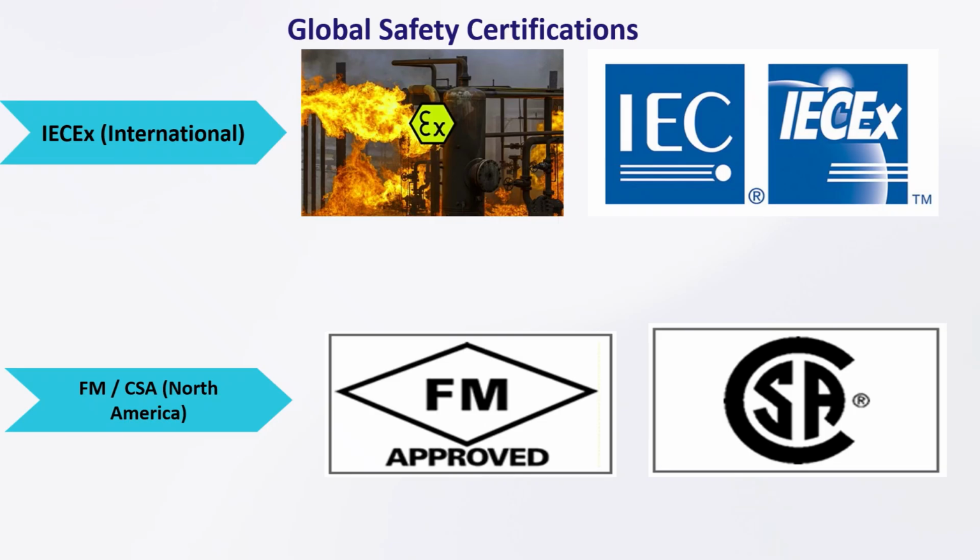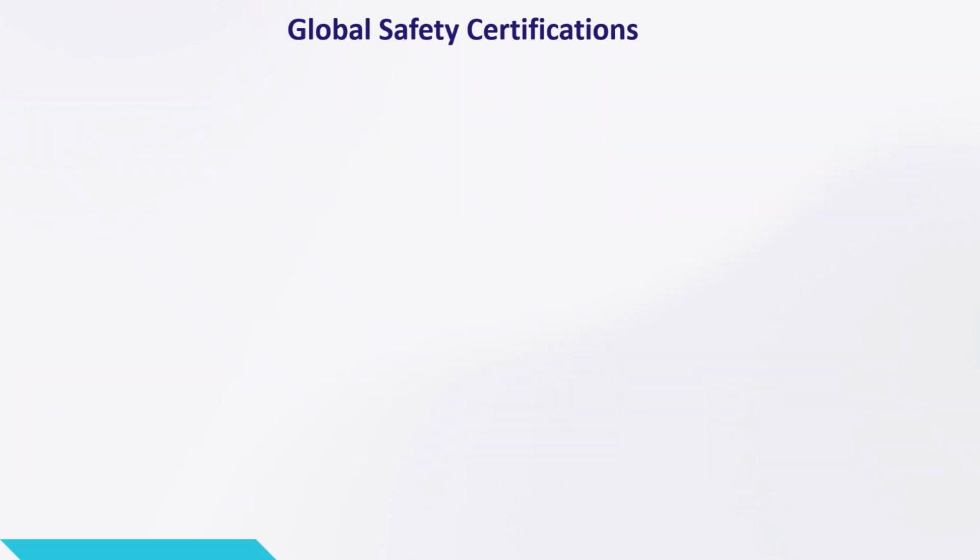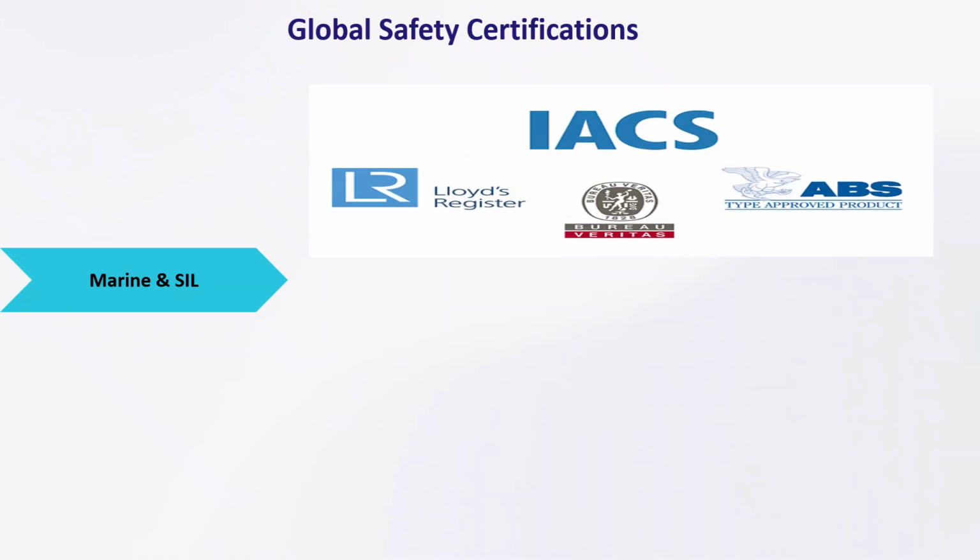Now let's look at two more important certifications used in the industry. E. Marine and shipbuilding approvals. These certifications are required for offshore platforms, marine vessels, and naval installations. Well-known certifying agencies include DNV GL, Lloyd's Register, ABS, Bureau Veritas, and RINA. Equipment approved for marine use is tested for vibration, salt spray corrosion, humidity, and EMC resistance. This ensures that instruments can survive extremely harsh ocean environments.